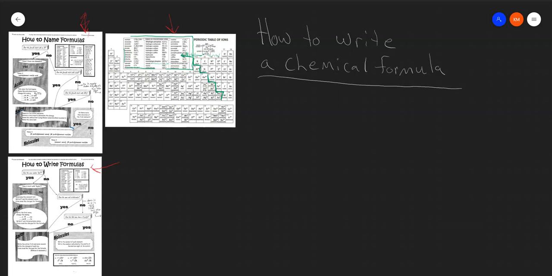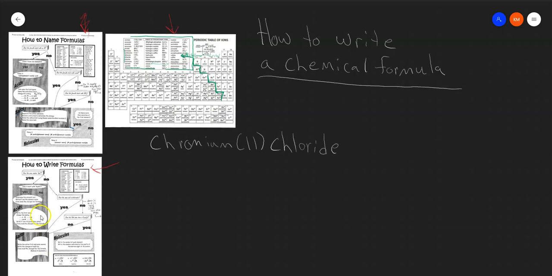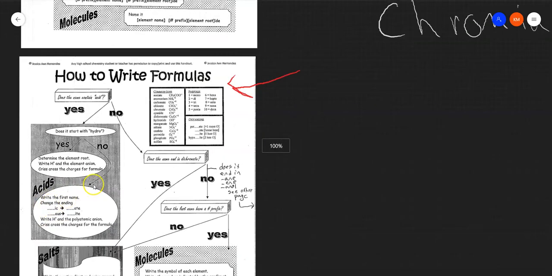So the first one we're going to look at is chromium 2 chloride. Okay, so now let's explore our other sheet here.